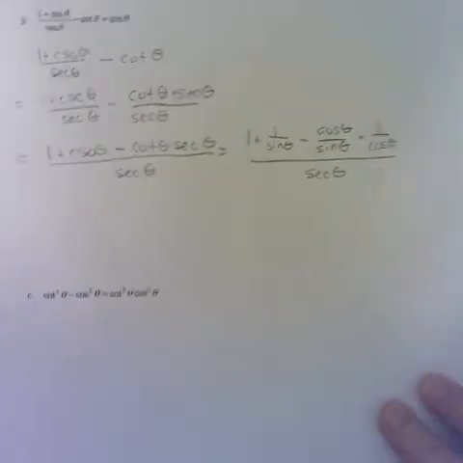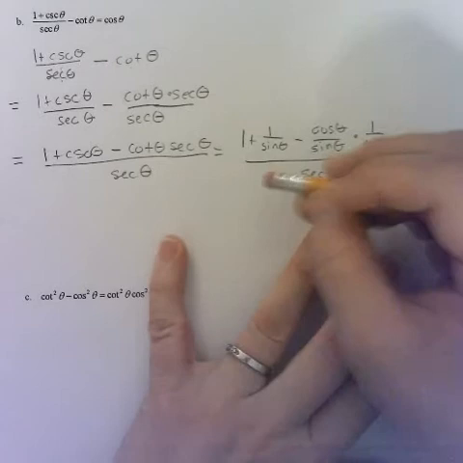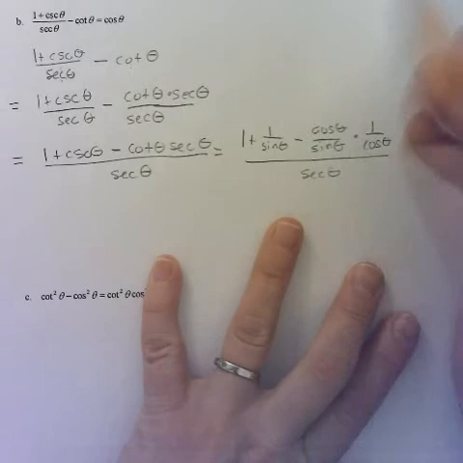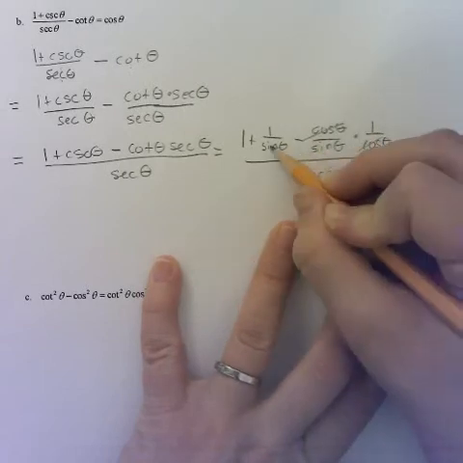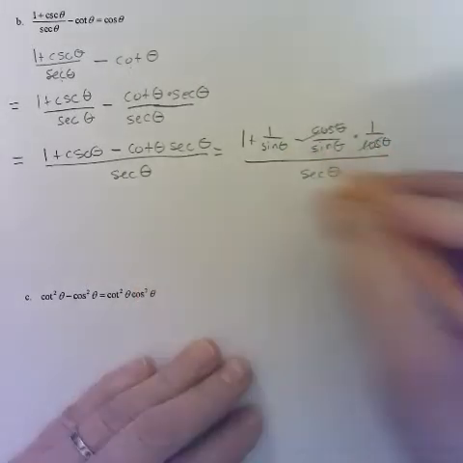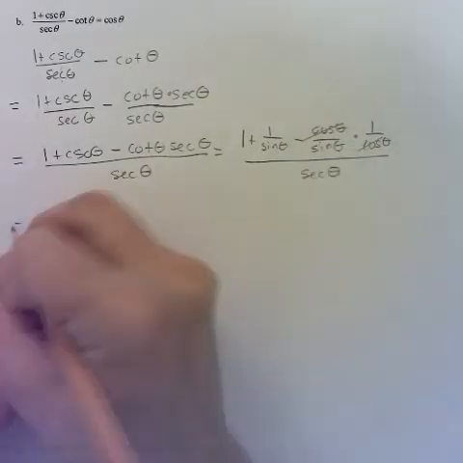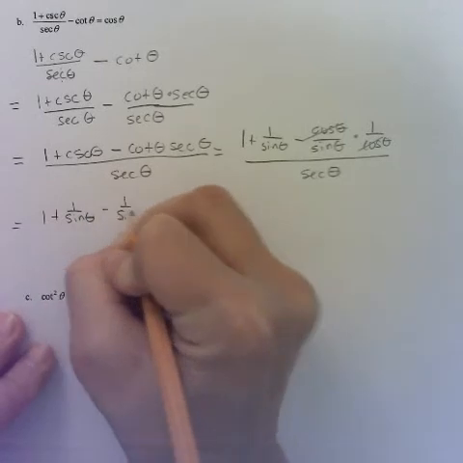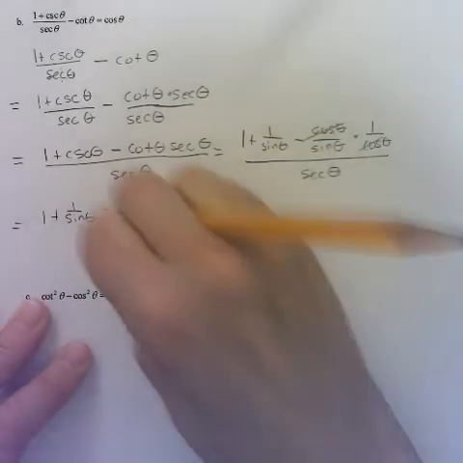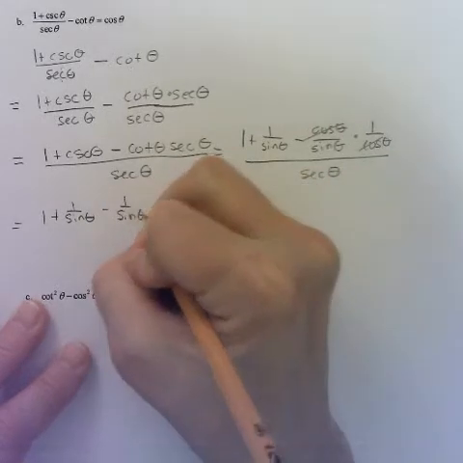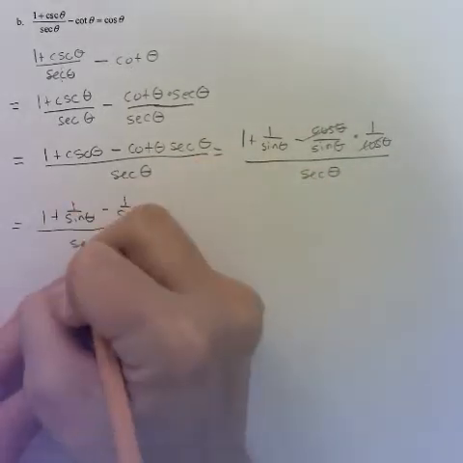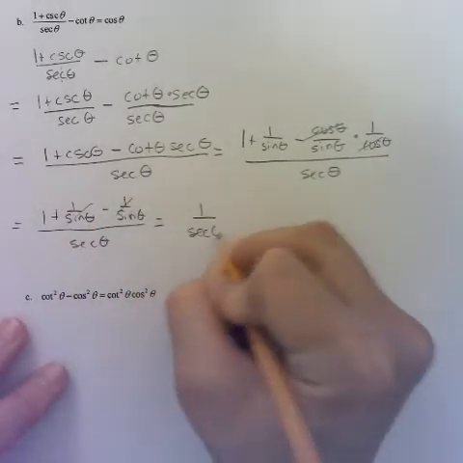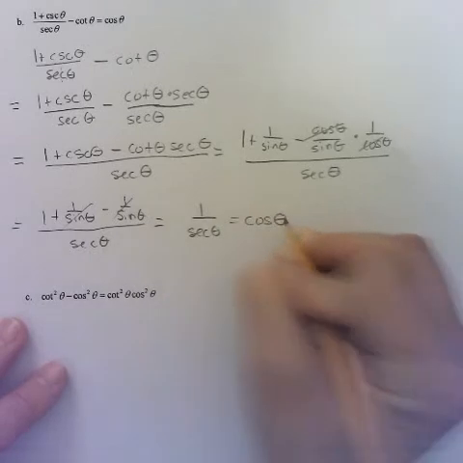Oh, well, I left that because I'm seeing this up here, what's going to happen here. These will cancel, and 1 over sine theta, I'm just going to leave that. So I got 1 plus 1 over sine theta minus 1 over sine theta, which will just add up to 0. I definitely took the roundabout way here. But that's the way it goes sometimes with these. So these cancel, and I've got 1 over secant theta, which is cosine theta. Okay, and that's what I wanted to get, so I'm done.